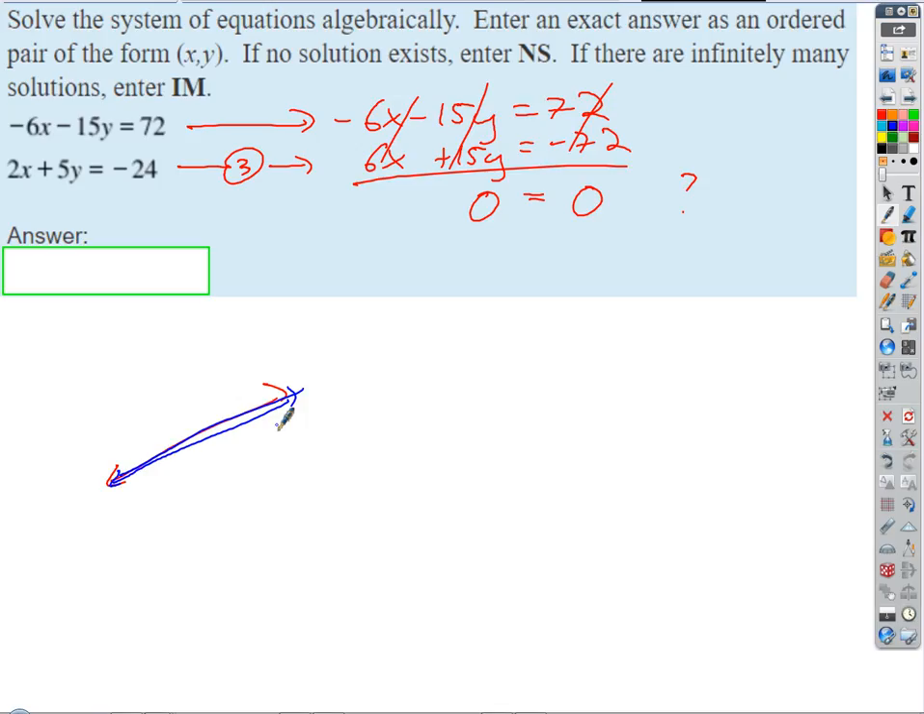Here's all you have to ask yourself. The equation that we were given when the variables dropped out, is it true? Is 0 equal to 0? Yeah. That's always true, isn't it? So that represents, there must be the same line. There's an infinite number of solutions then. So if you're given a true equation, infinitely many solutions, right?